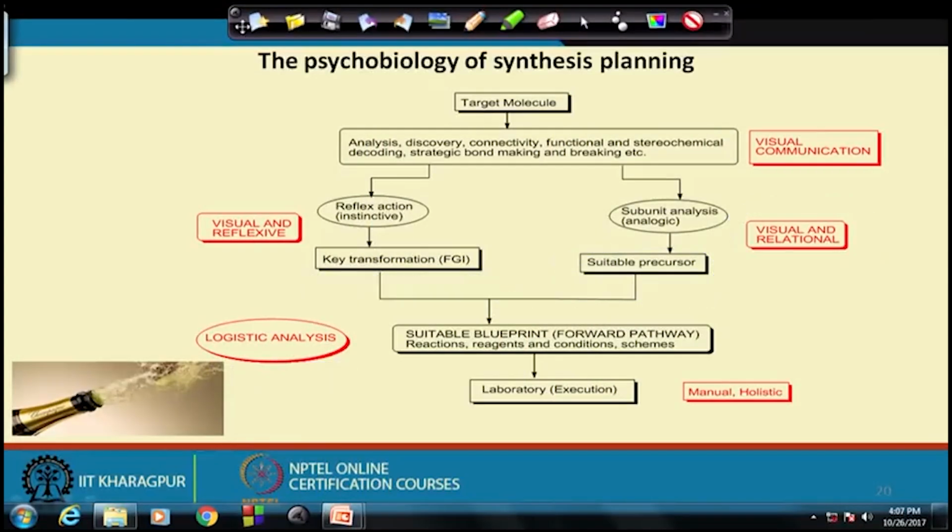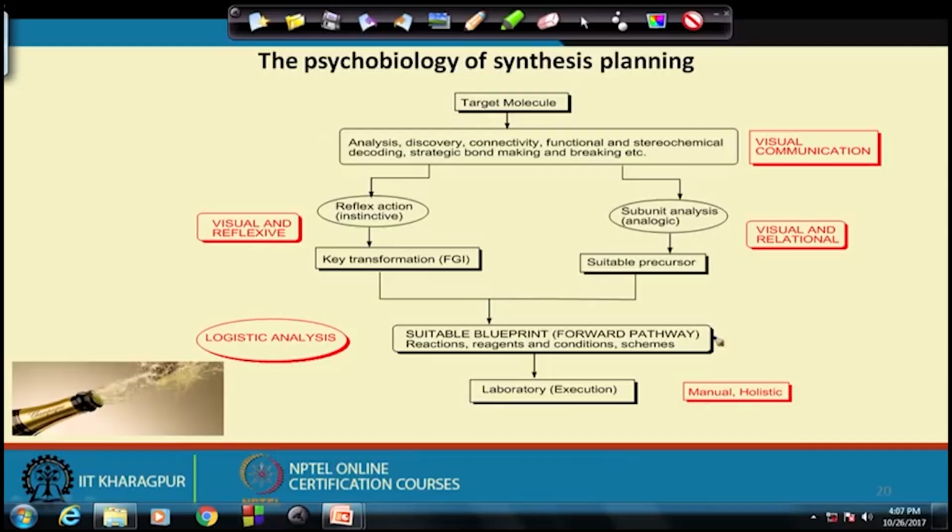You do a logistic analysis of the entire pathway, and then you design a suitable blueprint on a piece of paper or a computer, and then you try to analyze the whole pathway in the forward direction, which is called the forward pathway, because you have to make sure your designed pathway works in the lab, because organic chemistry is a practical chemistry. Okay.